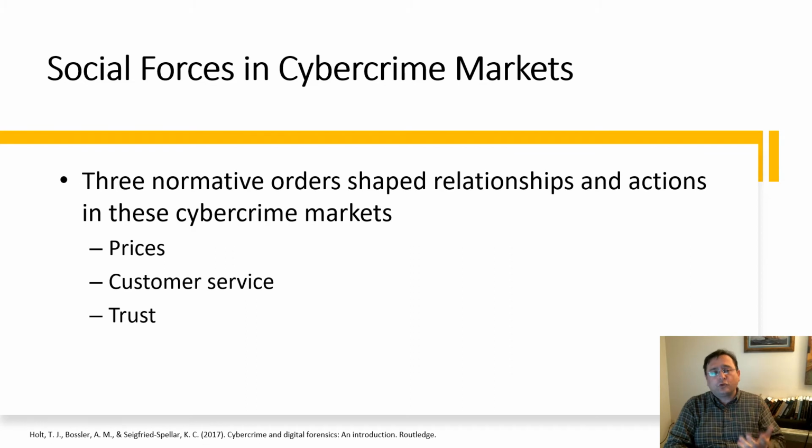And there are also some social forces in cybercrime markets. Three normative orders shape relationships and actions in these markets. The first ones are price, customer service, and obviously trust. Without trust between them, it's very hard for the criminals to communicate. There should be at least some trust between the criminals. And like other markets, prices and customer service are obviously important, because even in illicit drug trafficking, price, customer service, and trust are the three pillars that affect illegal markets.